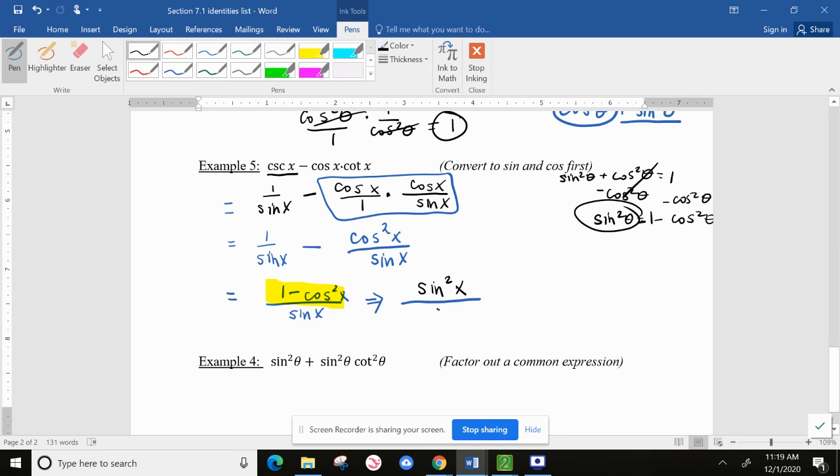And then on the bottom, we still have a sine x. We are almost done. So if you have sine squared, I'll do it like this for you. Isn't that just the same as sine times sine? Of course it is. All right, and then on the bottom, you just have a regular old sine. Now, it's a lot easier to see like this. So if I have a sine on the bottom and on the top, I can cancel those, and all we are left with is sine x. So that would be your simplified version.